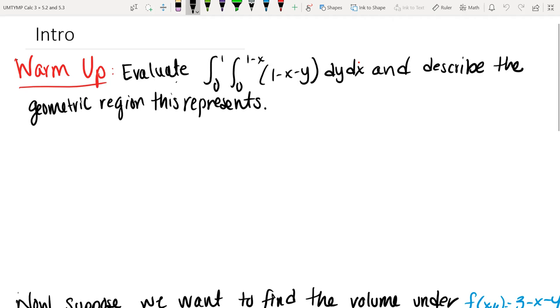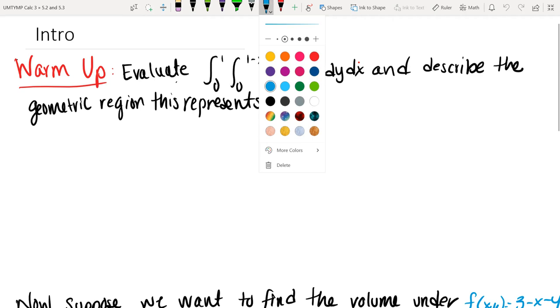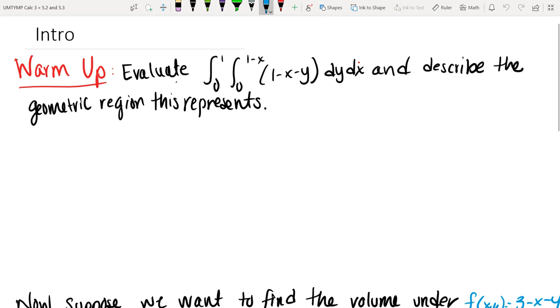Well, hopefully we had some time to do this. If we simplify this first part in here, remember we work one integral at a time, we end up getting the integral from 0 to 1 of 1/2 minus x plus 1/2 x squared dx. And then if we integrate this and do some number crunching, we get 1/6.